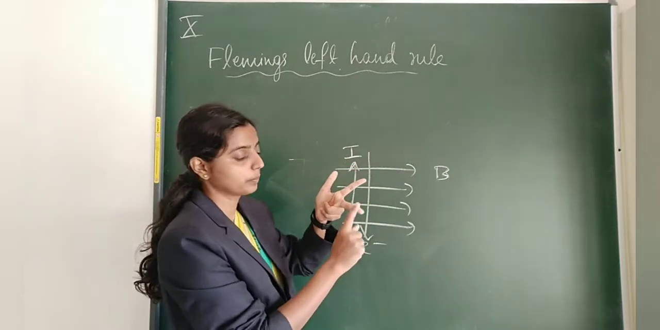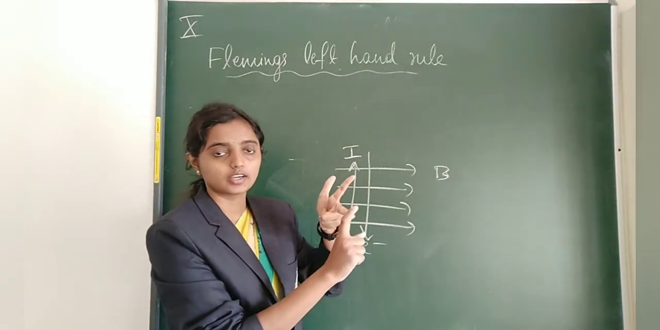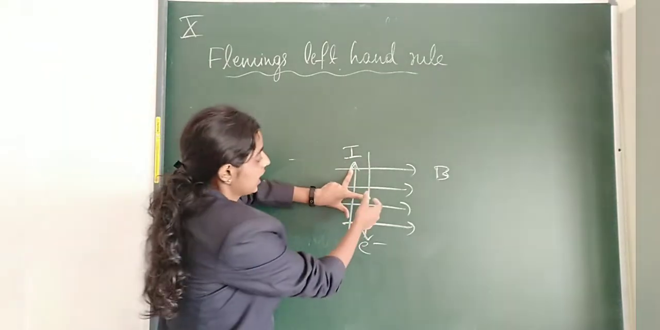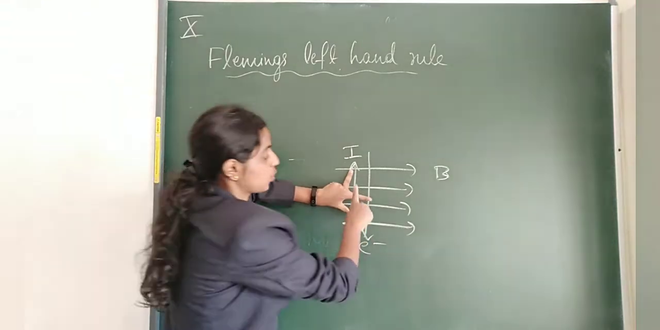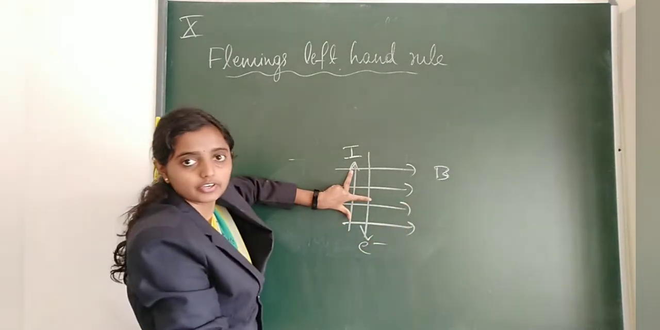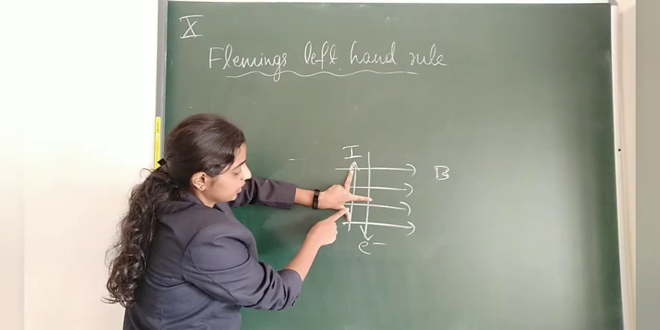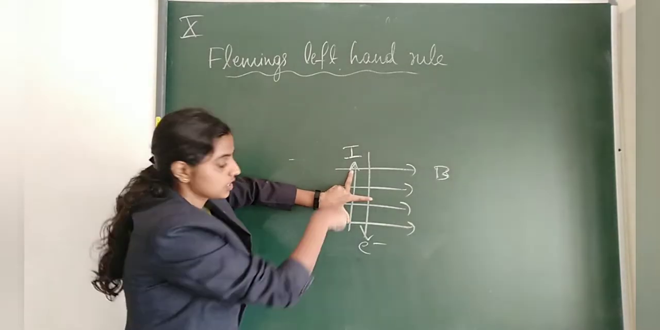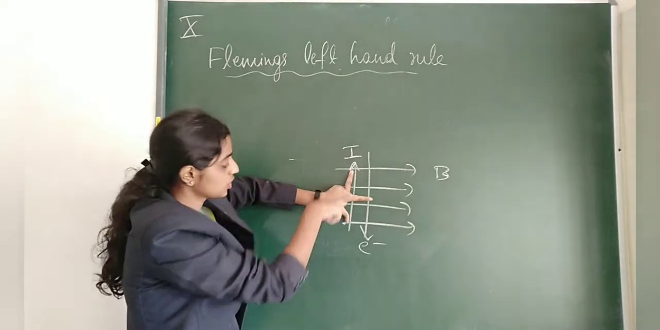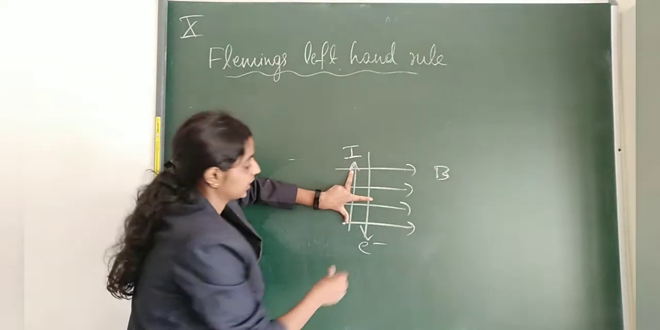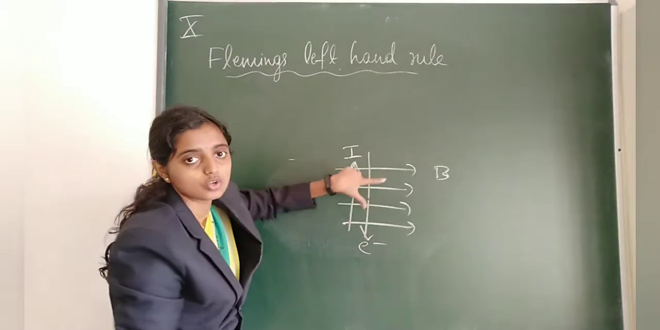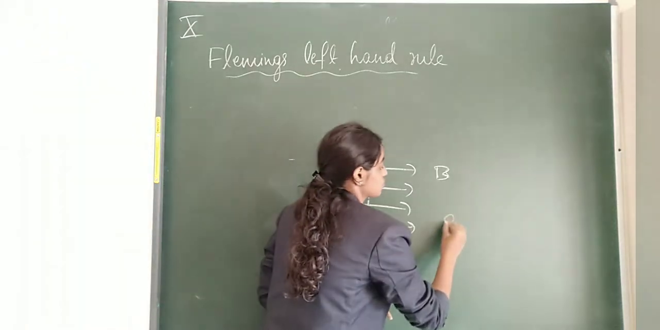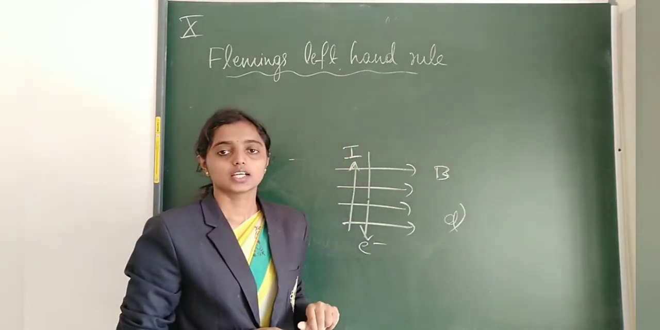What I told, the middle finger shows the direction of current, right? So if this middle finger shows the direction of current and the forefinger is showing the direction of magnetic field, look, the thumb which represents the direction of force is into the page. That means it's showing below, right? That indicates into the page. Since we have four options, the fourth one is into the page. So option D is the correct answer.